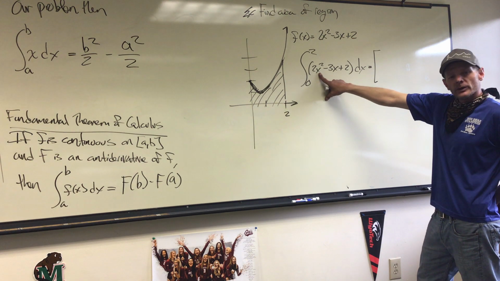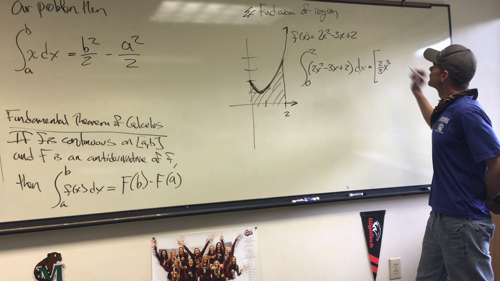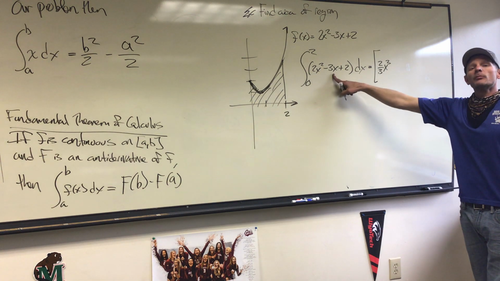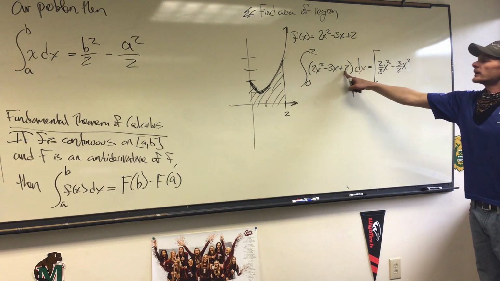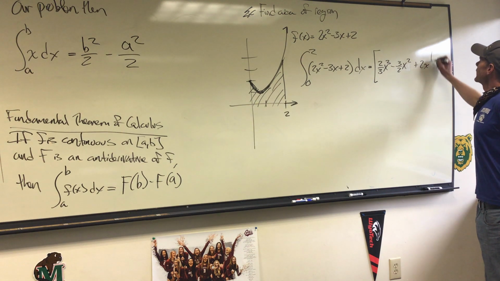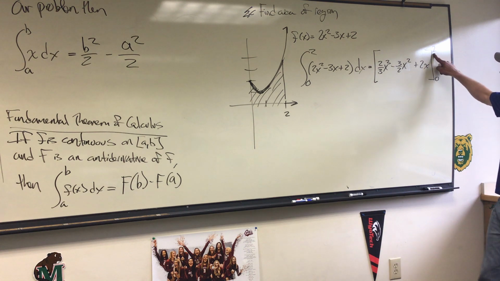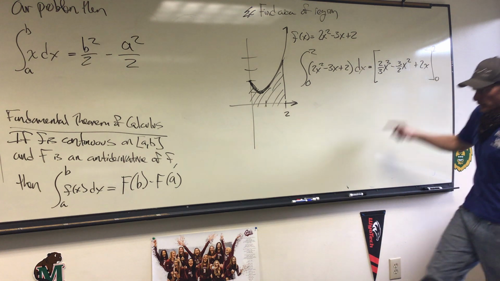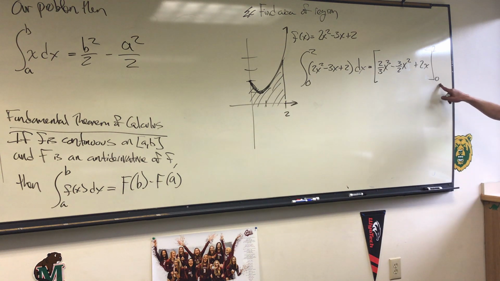So 2x squared, what is the integral of 2x squared? It is 2/3 x cubed. What is the integral of minus 3x? It is minus 3/2 x squared. And what is the integral of 2? 2x. And I'm going to enclose my bracket, and then I'm going to put my 2 here and my 0 here, and that is just notation that's telling me, okay, I'm going to evaluate this thing at 2, and then I'm going to subtract this thing evaluated at 0.